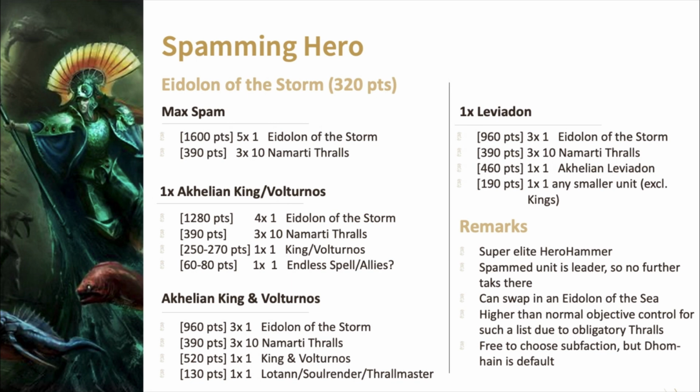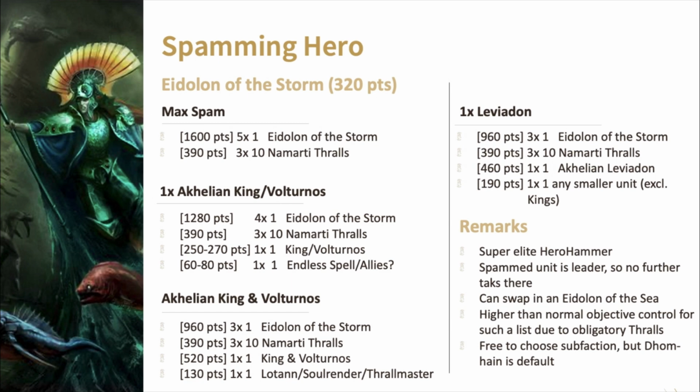Or you could, of course, go into a particular sub-faction or have a King or Volturnos to allow your Eels. There's a lot of mix and match here, but you've already got a hero, so you don't technically need any more. So this is Super Elite Hero Hammer. The Spam dude is a leader, so no further tax there. That's the typo there. You can swap in an Eidolon of the Sea, though I don't know if you want to spam them. 1 as your general is not a bad idea, because you could take that command trait that lets them cast infinitely, which is pretty cool.